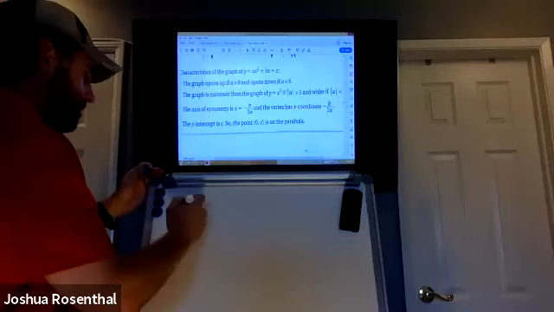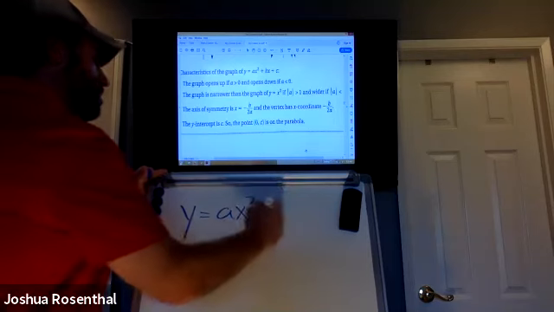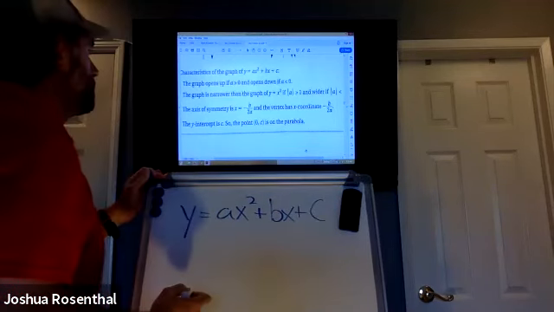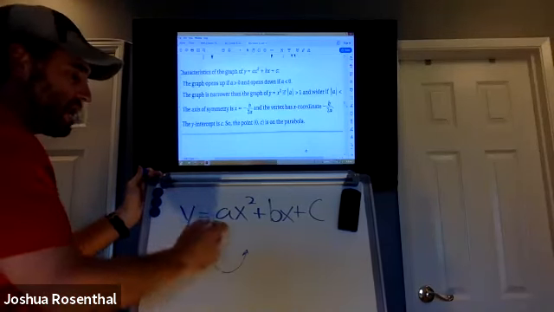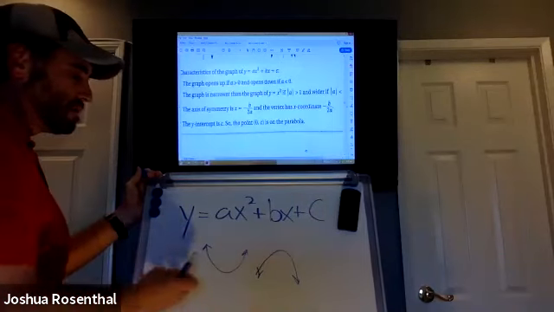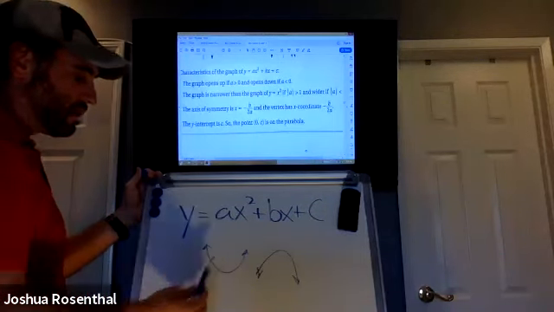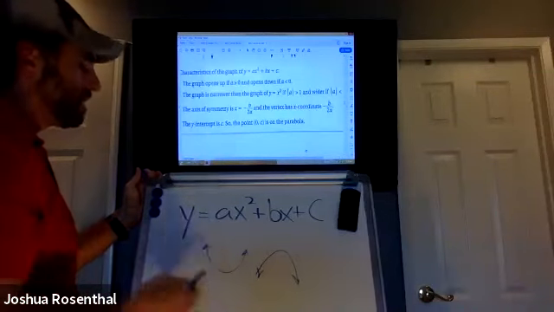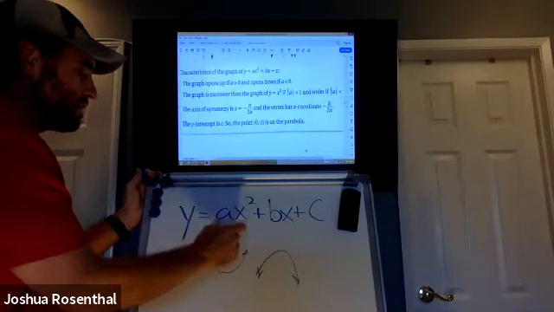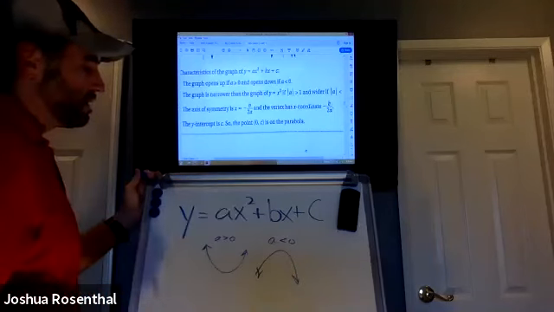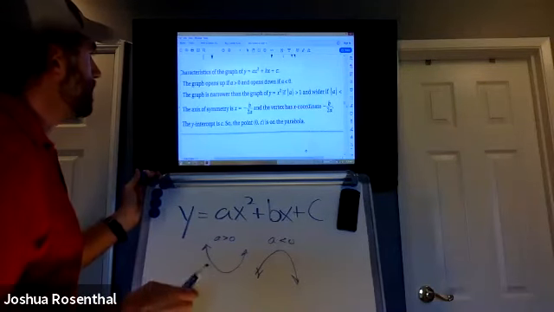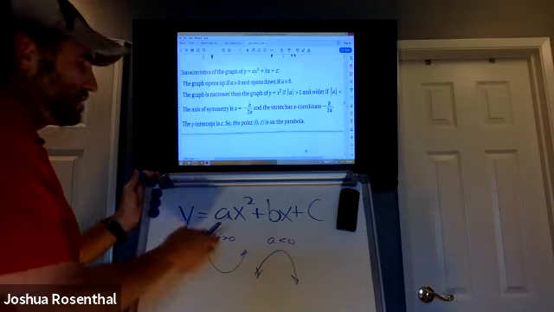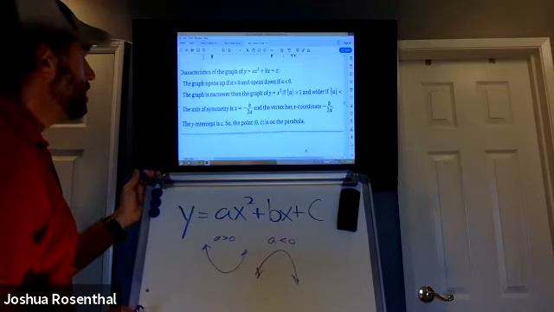Here's what it's saying. This is standard form. If A is positive, it opens up. If A is negative, it opens down. What does that mean, opens? Well, here it opens up, opens down. That's if A is positive, A is greater than zero, or A is less than zero. A cannot be zero, all right? You won't have a quadratic then. It will eliminate your quadratic. So the coefficient is non-zero, either less than zero or greater than zero. If A is zero, then you have a linear equation.